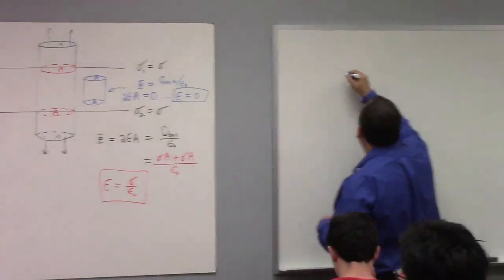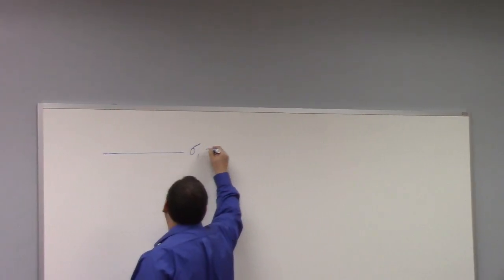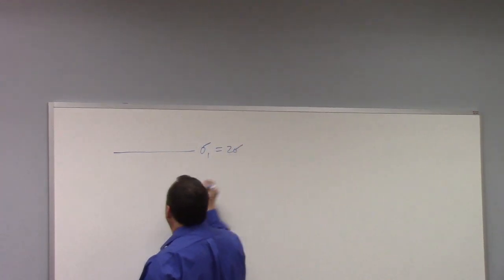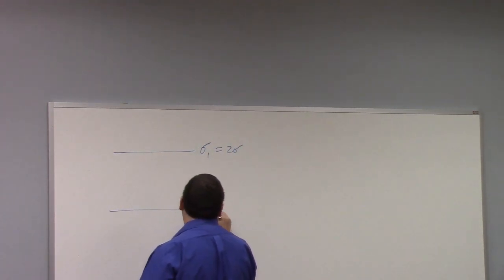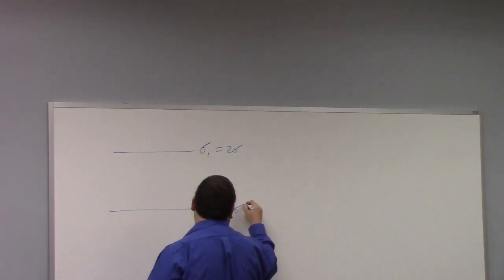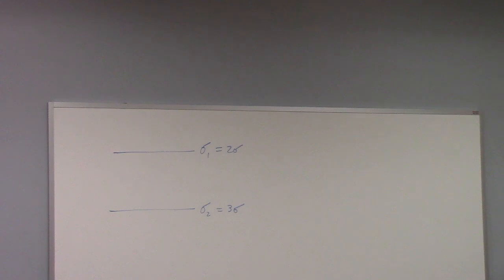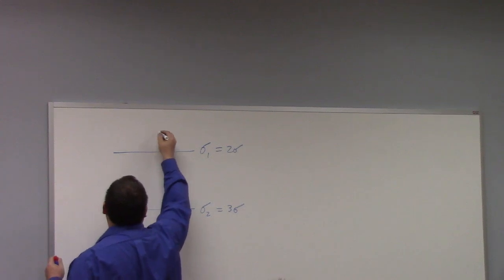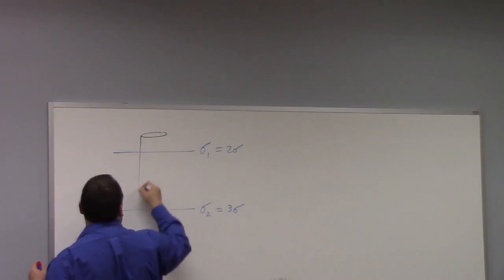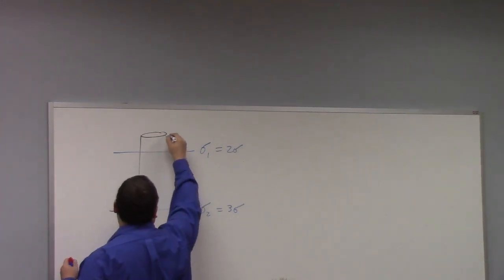Check it out, yo. So sigma 1 equal to 2 sigma. And down here, sigma 2 equal to 3 sigma. Infinite planes, there's your charge. Why can't I just use Gauss's law on this one, just like I did in this? Take a big cylinder, put it symmetrically above and symmetrically below, and like so, right?